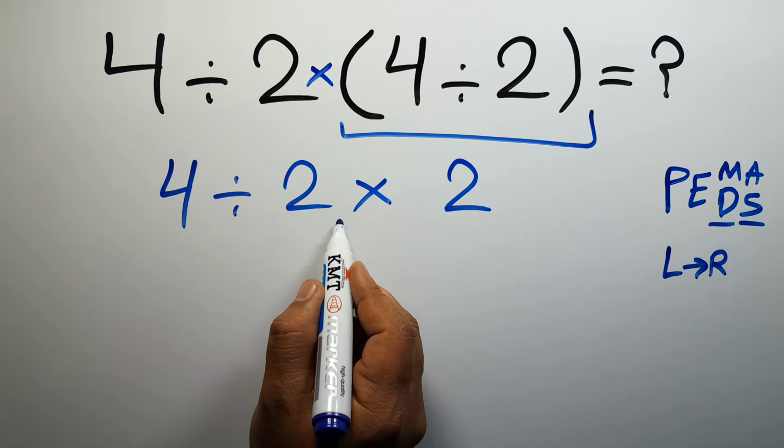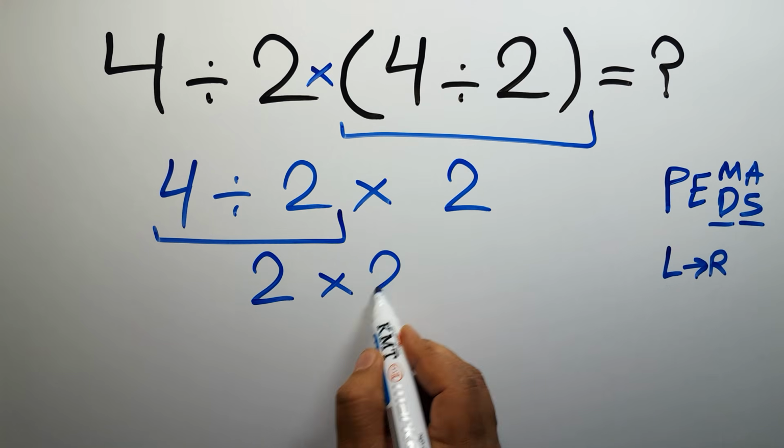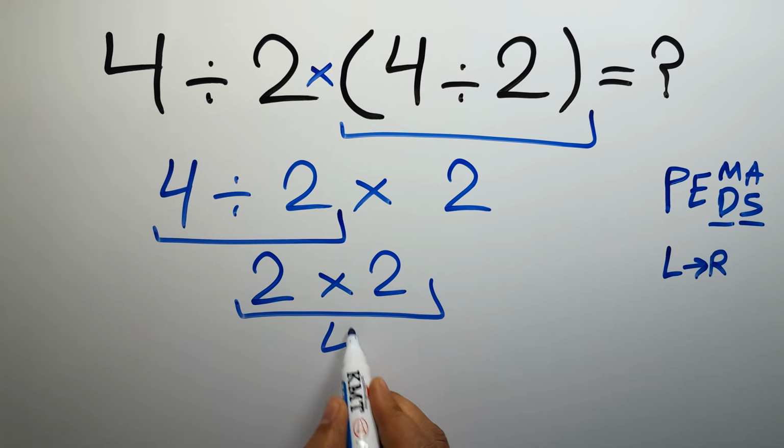4 divided by 2 gives us 2. So 2 times 2 is just 4. And this is our final answer to this problem.